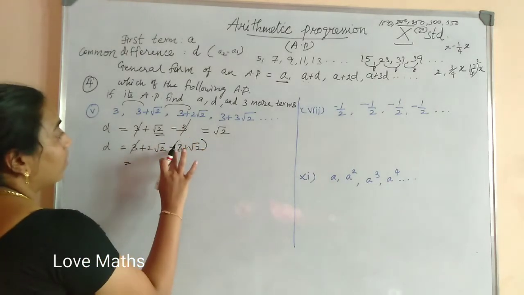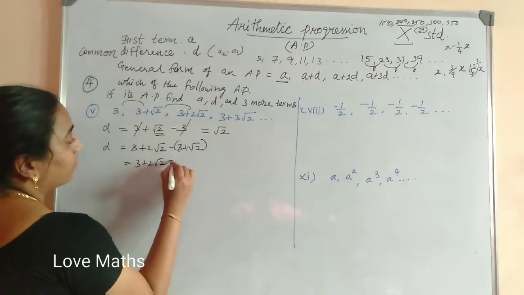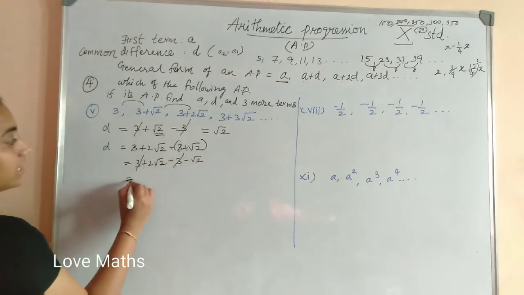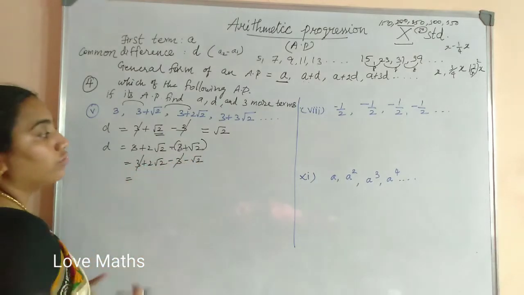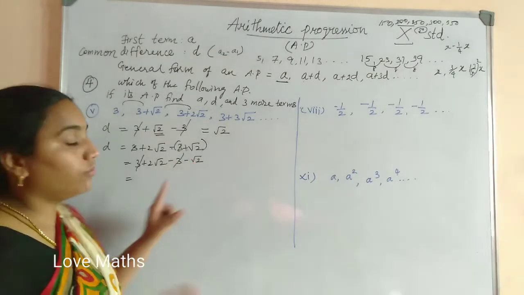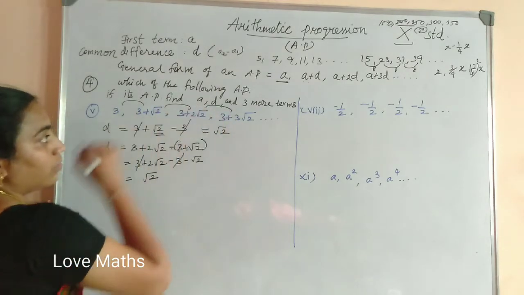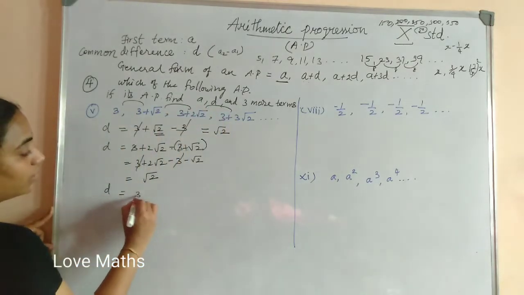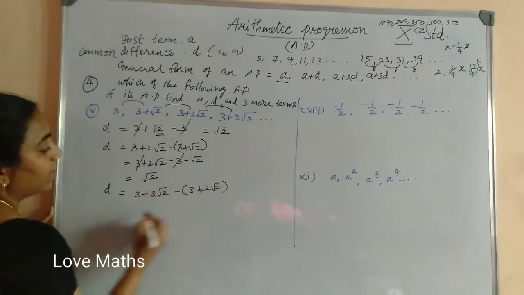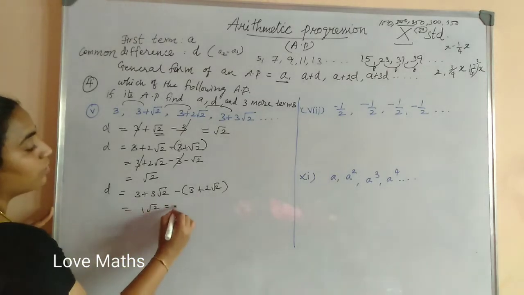So what do we have to do? 3 plus 2 root 2 minus 3 minus root 2. The 3s cancel, 2 root 2 minus root 2. If there is no number, the meaning is 1. 2 minus 1 is 1 root 2, so only root 2. Again you have to check. The next term: 3 plus 3 root 2 minus 3 plus 2 root 2. Clearly the 3s cancel, 3 root 2 minus 2 root 2 means 1 root 2, that is root 2 only.